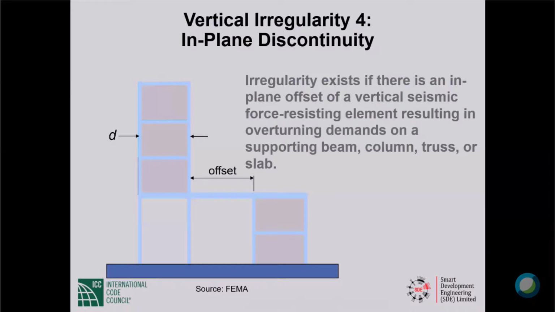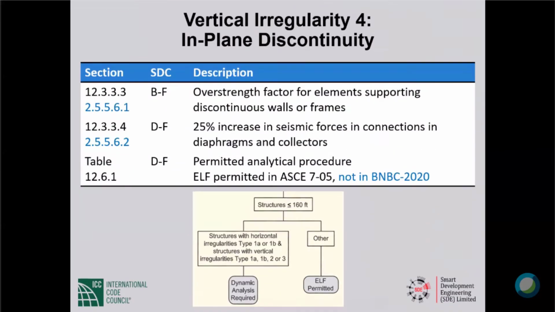Irregularity exists if there is an in-plane offset of a vertical seismic force resisting element resulting in overturning demand on a supporting beam, column, truss, or slab. So this shear wall is coming down, then takes an offset and then comes down here. There is an overturning demand on this beam. So that is the ASC 7 definition. In BNBC, if this offset is larger than the shear wall dimension, then we have this particular type of irregularity, type 4 vertical.